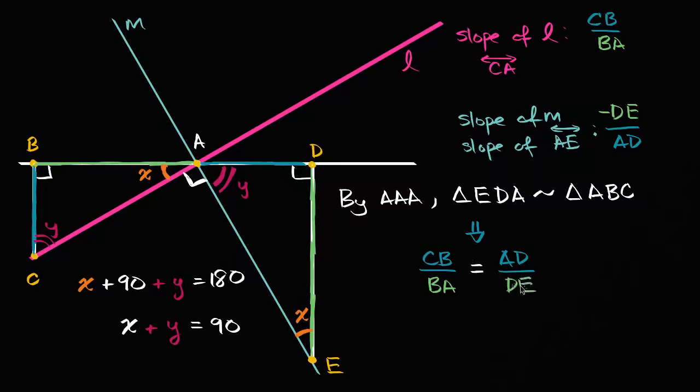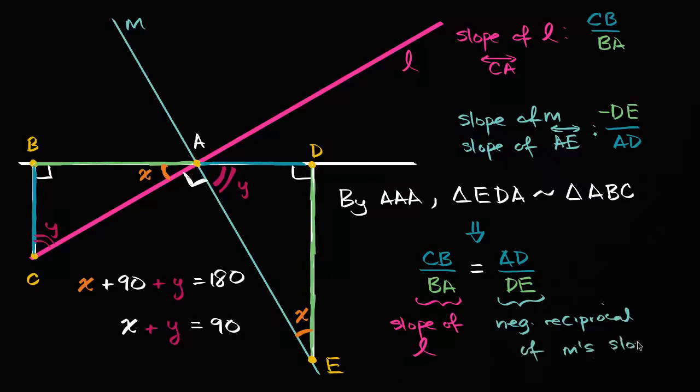And so this right over here, we saw from the beginning, is the slope of L. And how does this relate to the slope of M? Notice, the slope of M is the negative reciprocal of this. You take the reciprocal, you're going to get DE over AD, and then you have to take this negative right over here. So we could write this as the negative reciprocal of M's slope. And there you have it.